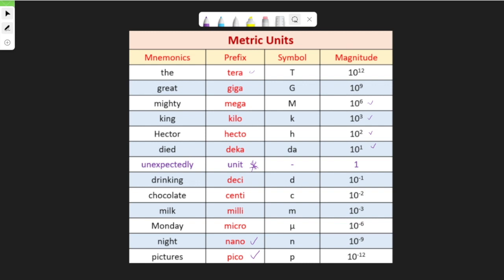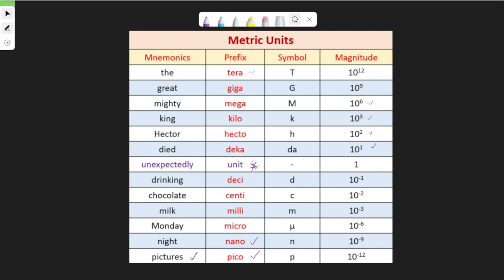Now, sometimes these can be confusing to memorize or to recall how big they are or where they are in the hierarchy. And you can see that there is a mnemonic that is sometimes used to remember the order. So: the great mighty King Hector died unexpectedly drinking chocolate milk Monday night. And I think it's funny because usually I don't see pictures, but you see that we have night pictures on here. So that's just an easy way to memorize the order in which these actually are.